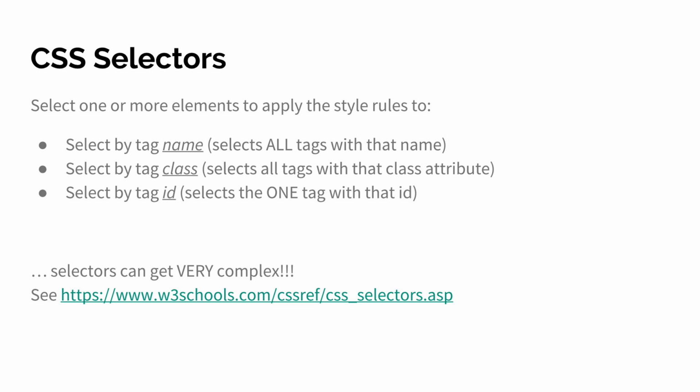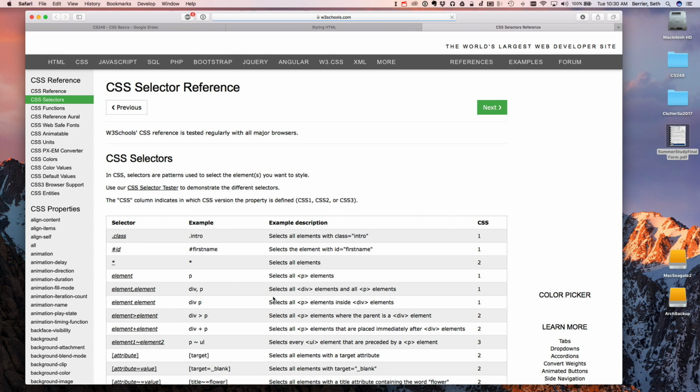Selectors can get very complex. Here's where I'm going to send you in order to get more information about this. This is the full CSS reference that's available on W3 Schools. And let's go ahead and pull this up. There is a lot you can do with this. The very first thing you see here, we have class selector, ID selector, and then right here, element selector allows you to select specific elements.